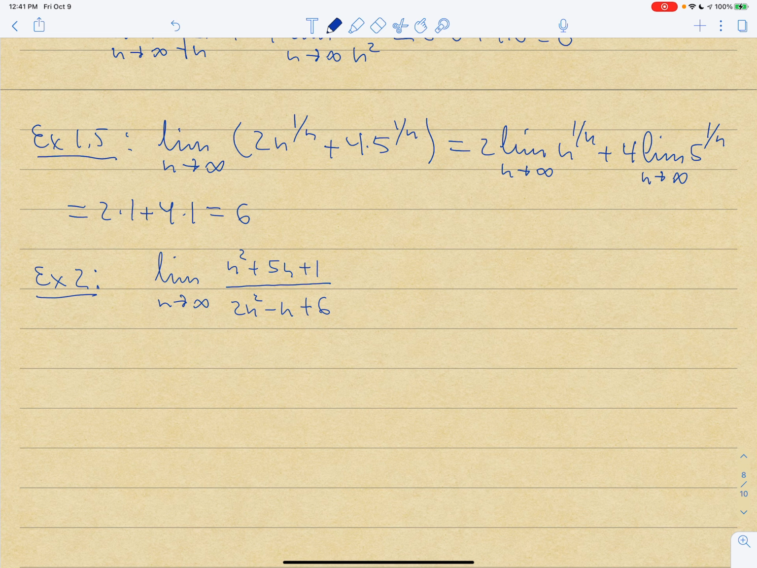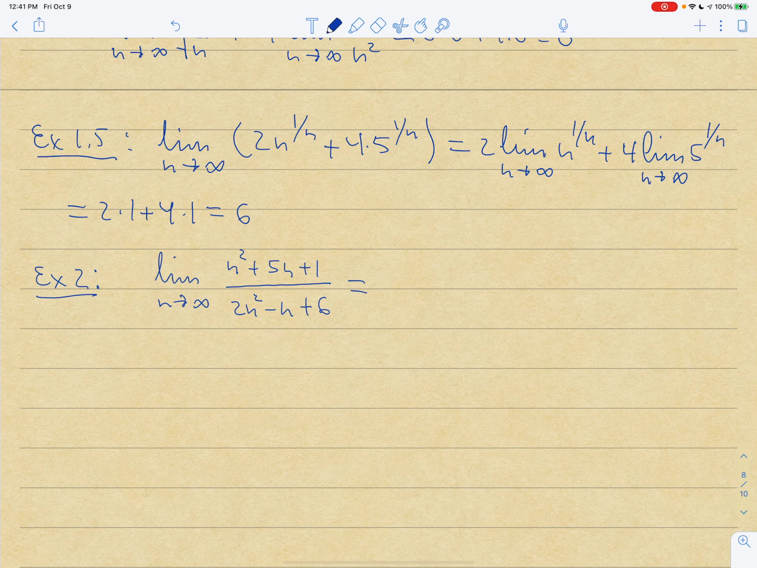Okay, but then what I can do is I can try to rewrite this in a different way where I should be able to use the ratio of limits property. And the way to do it is to change the expression inside into the ratio of two things that do have a limit.